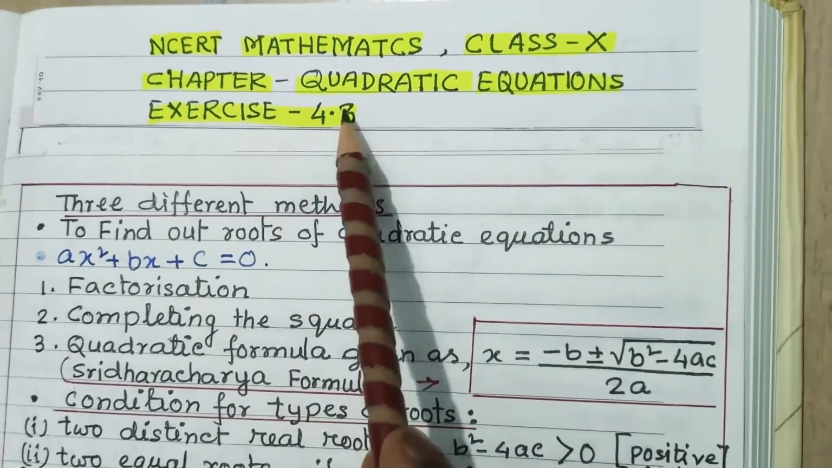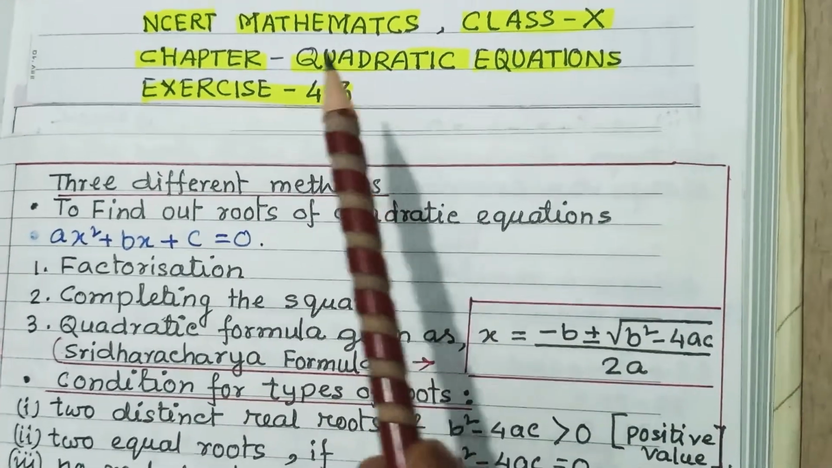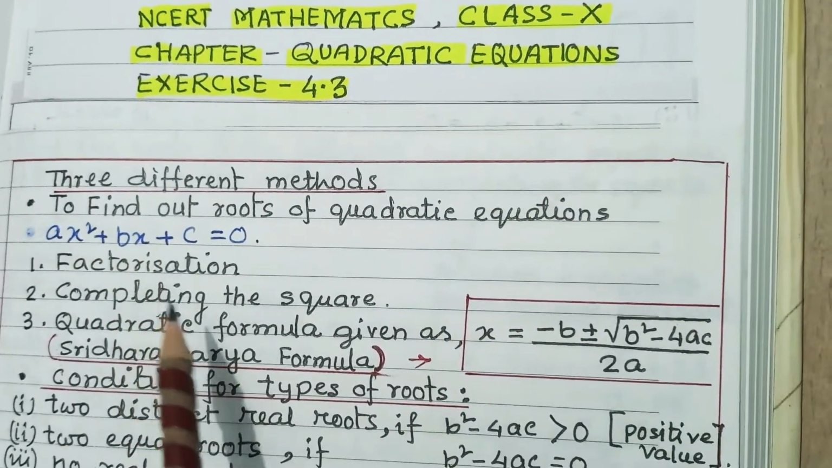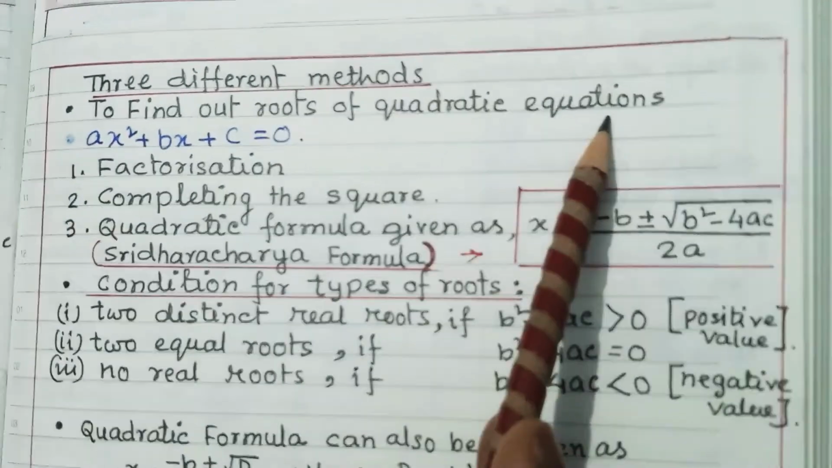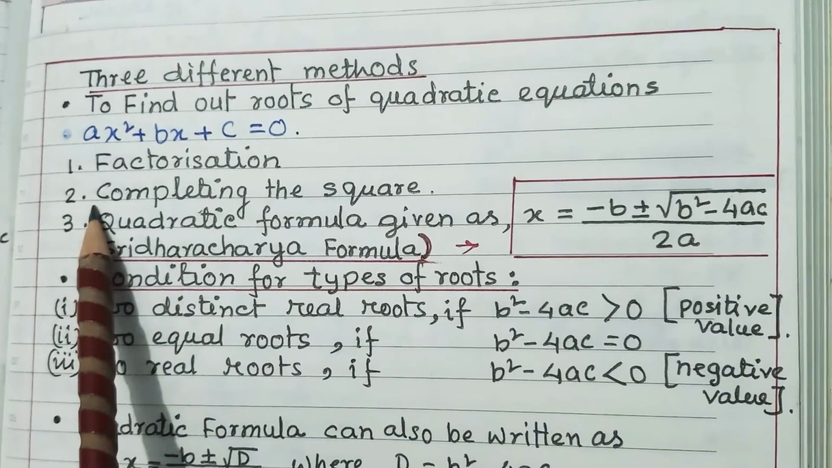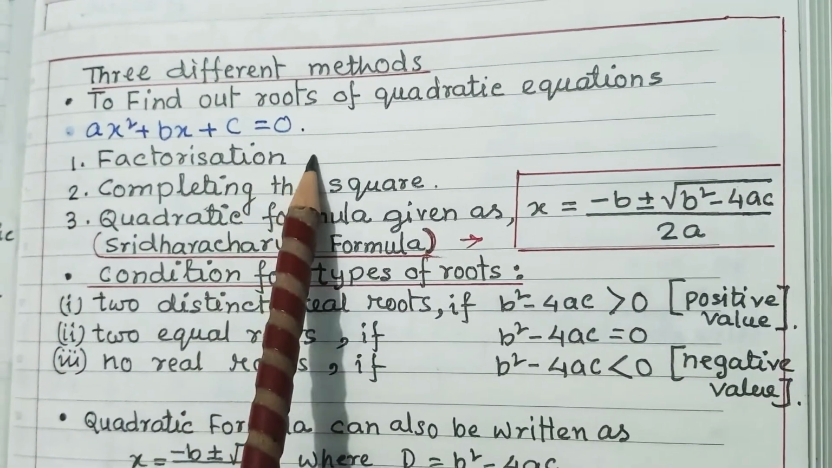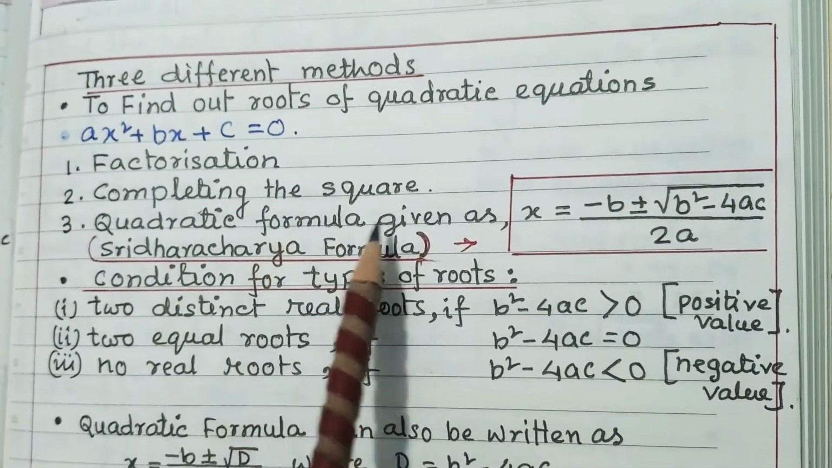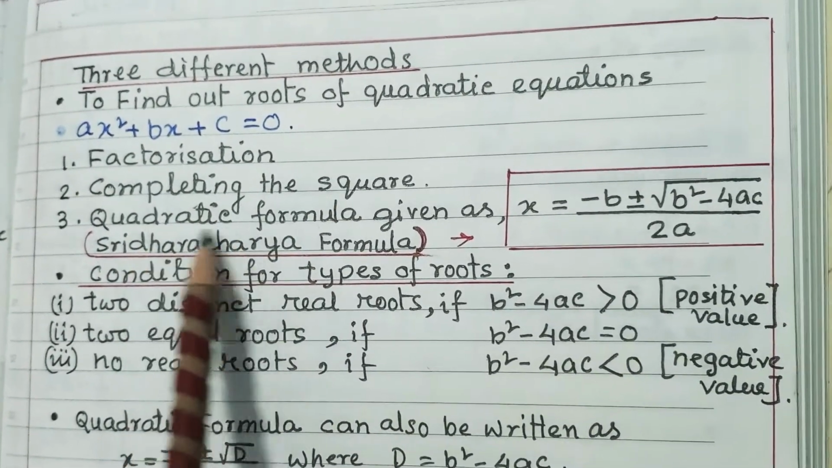Now it is the chapter of quadratic equations, exercise 4.3. Previously we have done the same chapter, but in this exercise we will learn to find the roots of a quadratic equation. There are three different methods to find the roots of a quadratic equation. These are the factorization method that you already have done, second is completing the square, and third is the quadratic formula.